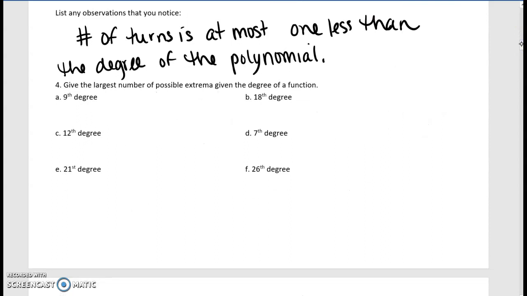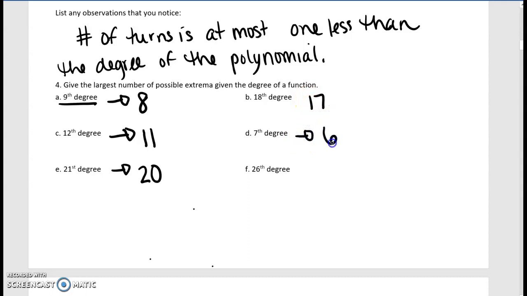So then last but not least, what we want to be able to do is find the largest number of possible extrema, being turns, given the degree of the function. So again, if I have a 9th degree polynomial, the most number of extrema I can have would be 8, right? So I can have 8 turns at most. 12th degree, 11. 21st degree, 20. And 18th degree, 17. 7th, 6. 26th, 25.